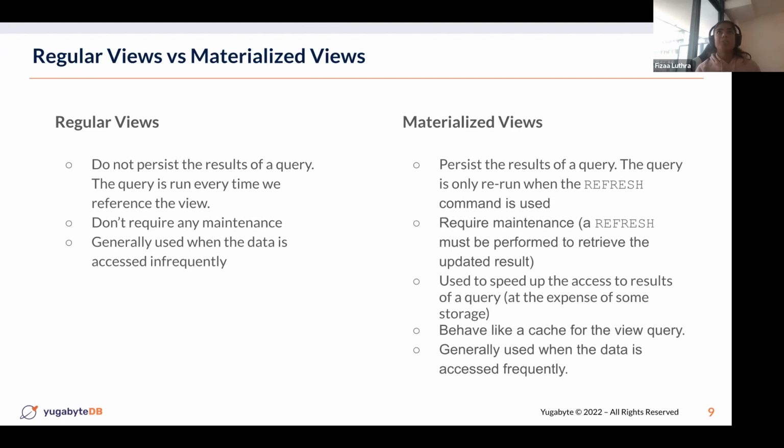Right now, the user would have to manually execute this refresh. But we do have the PG cron extension, which is currently a work in progress, which we're trying to make compatible with Yugabyte. And once you have that, you can automate the refresh as a cron job that is put in the database itself, so the database will automatically run it. Fantastic. And so regular views are generally used when the data is accessed infrequently, whereas materialized views are used when the data is accessed frequently because we want to speed up the access.